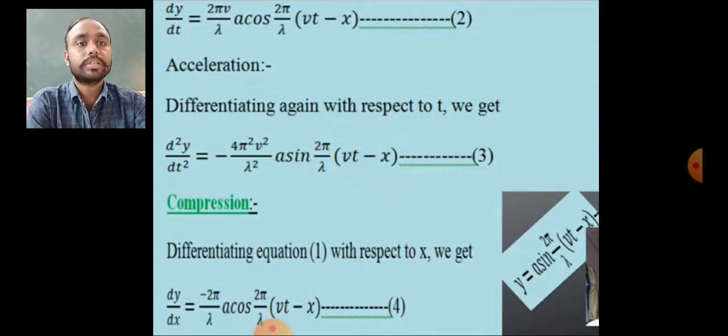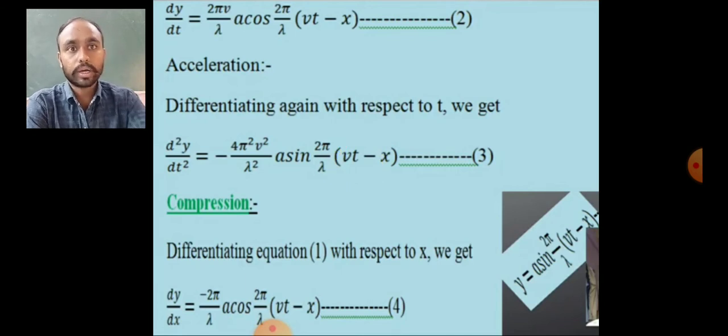Again if we take its derivative, here 2 pi by lambda is constant. This x is constant, so this constant is in multiplication, that's why we have to keep this aside, and here this constant is in addition or subtraction, that's why its value will be 0, and again the derivative of this vt will be v, that means 2 pi v by lambda, one more time it will come, right?